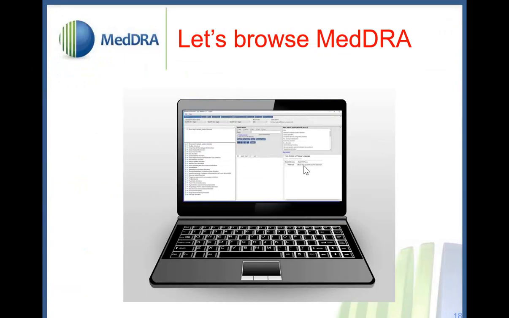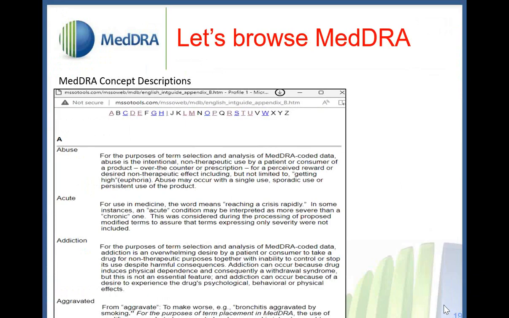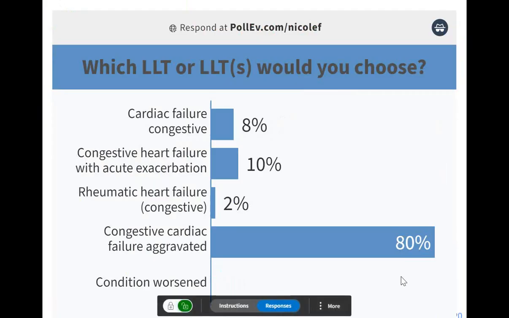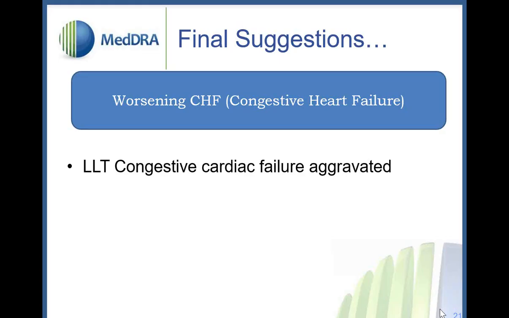So let's go to the slides. The majority of you did choose that when we looked at the poll, Ev. So the majority of you are right. And for the rest of you who didn't choose that, now you know why this is the correct answer. Okay, so 81%. The majority of you were correct. So let me go to the next slide. And here, as I mentioned, the correct answer for this exercise is LLT congestive cardiac failure aggravated, because worsening, as we found out and confirmed with our MedDRA concept descriptions, is the same thing.